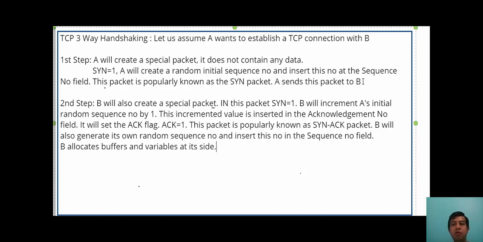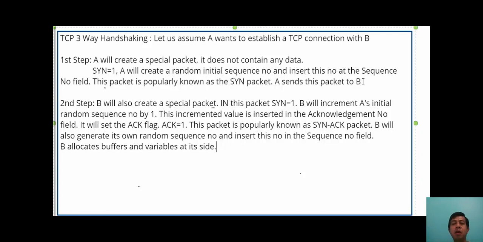Remember, why do we require these buffers and variables? To provide those services relating to reliability. Remember, there is something called transmission, retransmission. To retransmit a packet, or to store the packets coming from the other side out of order, for all those things, it requires buffers. Apart from this, it requires variables for specific tasks.